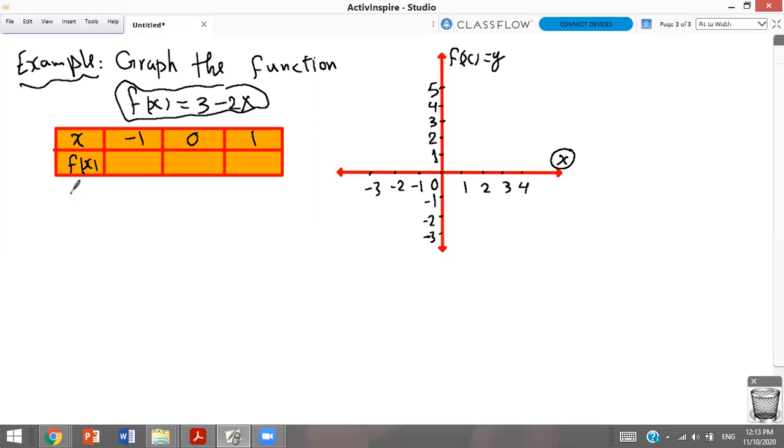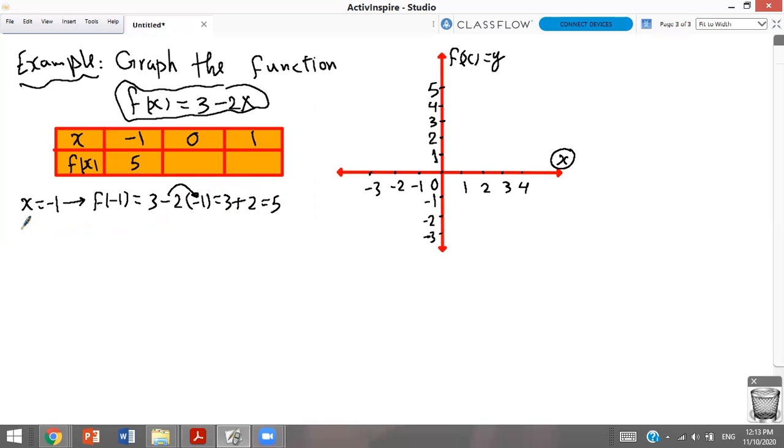You want to calculate if x equals -1, then f of -1, what? It will be 3 minus 2 bracket -1. Then it will be what? 3 plus, because minus with a negative, it will be plus 2. Then the result will be what? 5.